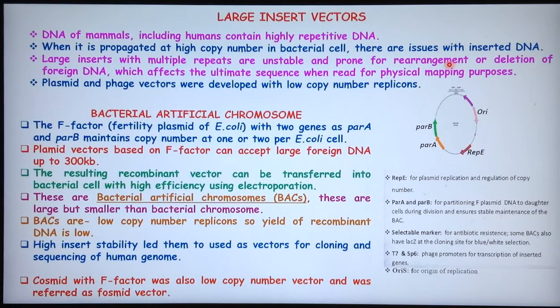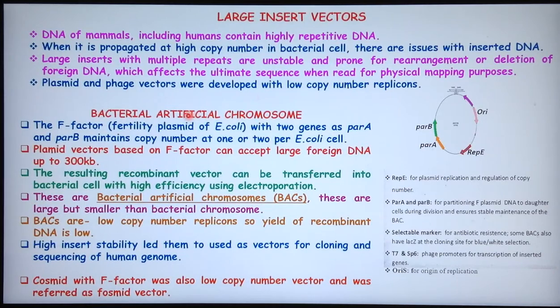We have already discussed some problems with the shotgun DNA approach when we talked about repetitive DNA sequences. They are prone to rearrangements or deletion of foreign DNA, which will affect the ultimate sequence data and physical mapping. So plasmid and phage vectors were developed with low copy number replicons, because high copy number replicons have these problems.